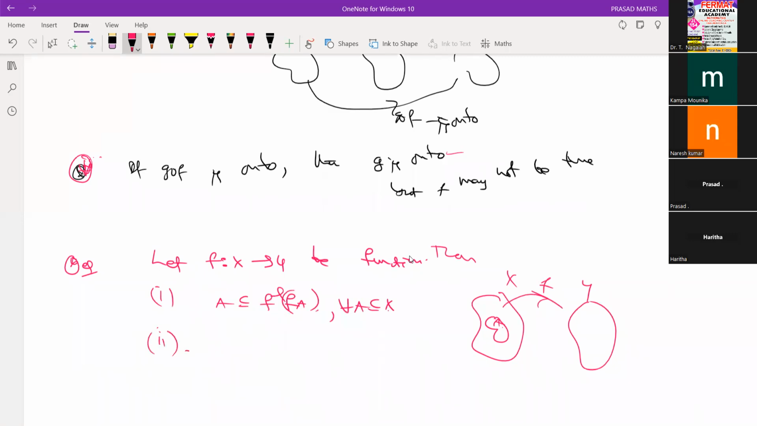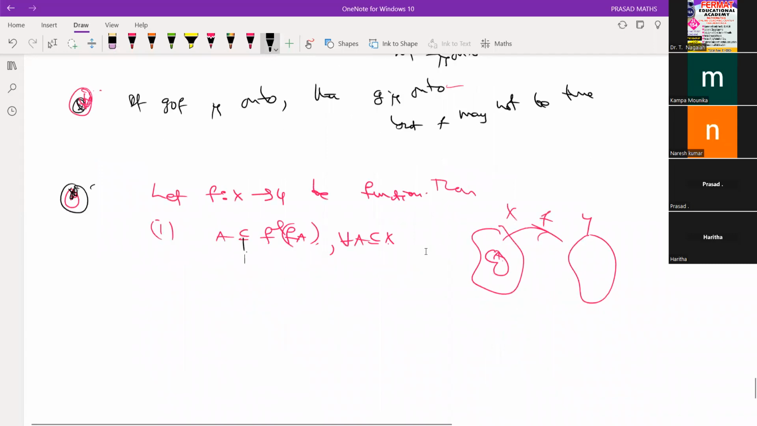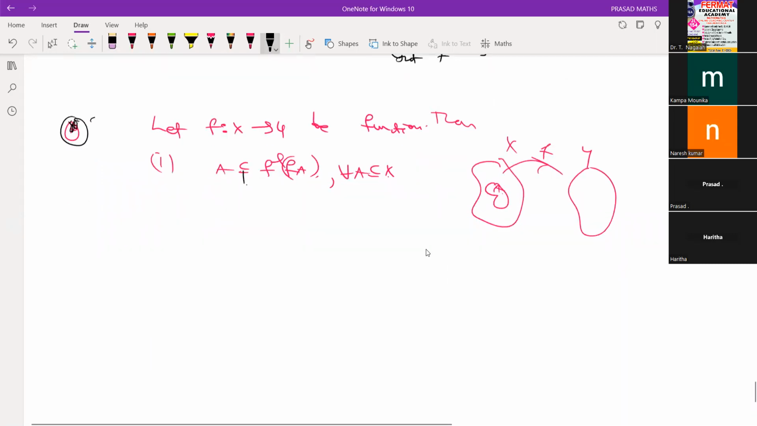In fact, this is a proper subset in general; it may not be full. You need to give a counterexample. When I wrote the IIT JAM examination, this type of question was asked in IIT JAM. So the converse may not be true. Can you give two sets and a function, and a set A, such that A is not equal to the inverse image of f of A? Can you give such a function?